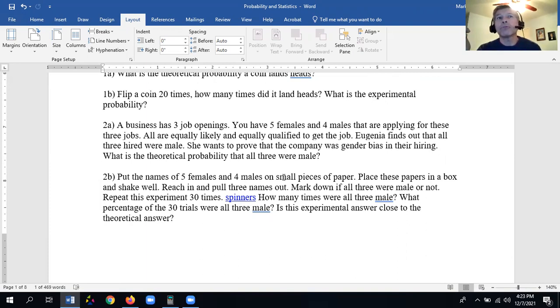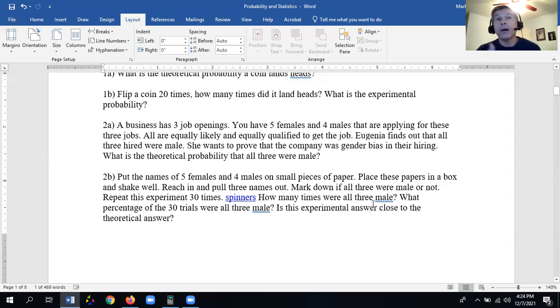Mark down if all 3 were male or not. Repeat this experiment so many times, till you feel like you have a large enough sample that you can see how things are going, and your percentage would be close to the theoretical percentage. And so the question is how many of the times were all 3 male?